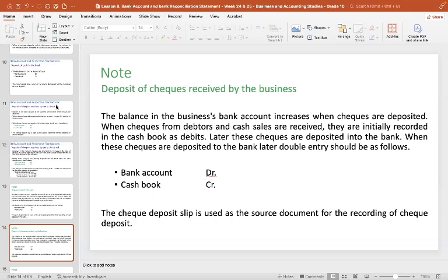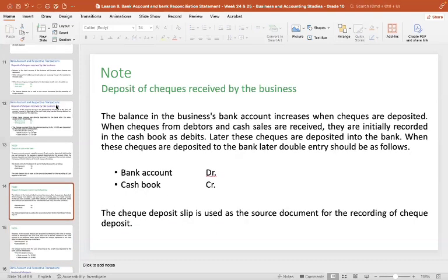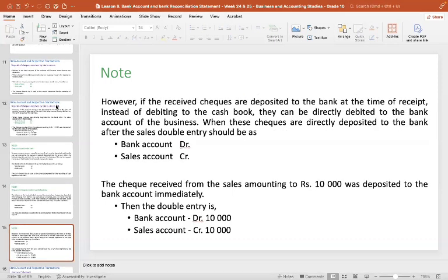The check deposit slip, now earlier we used cash deposit slip. Here we are using check deposit slip. Check deposit slip is used as the source document for recording of check deposit. So you can take a couple of minutes and you can write the note, put the subheading, and then you can write the note. Okay, I will move on to the next slide. I will read this out. So after that, you can take a couple of minutes and write this. However, you have to write it just under the previous section.